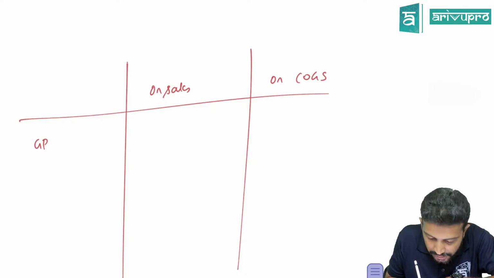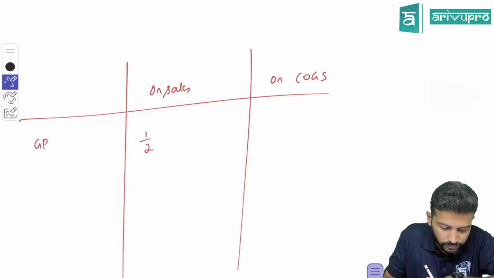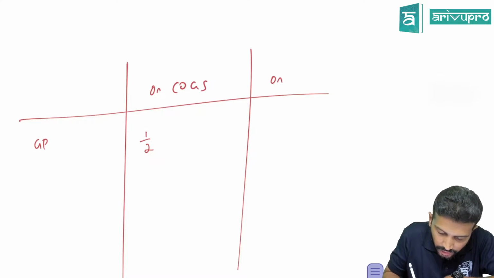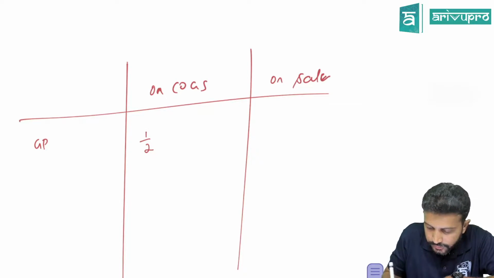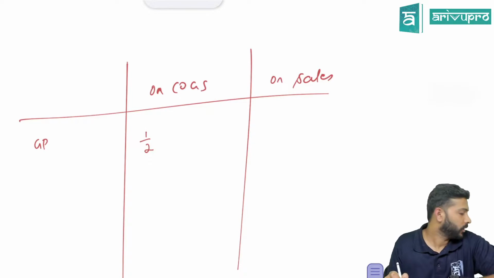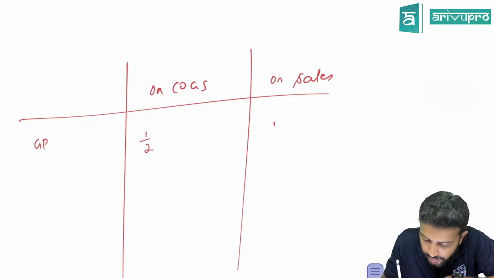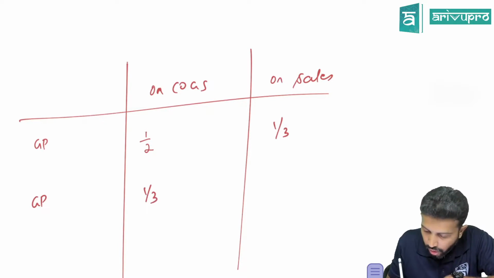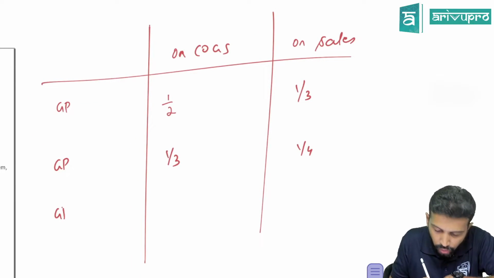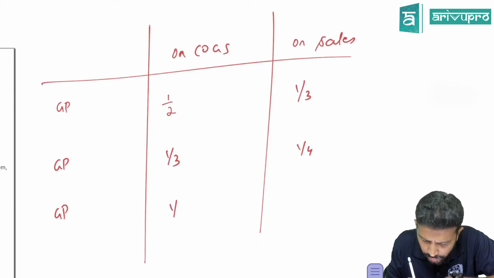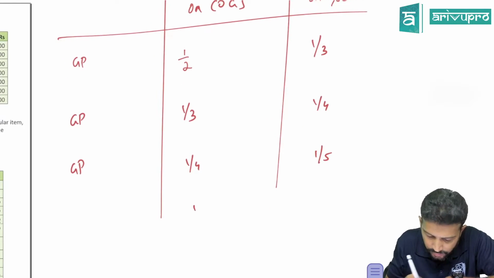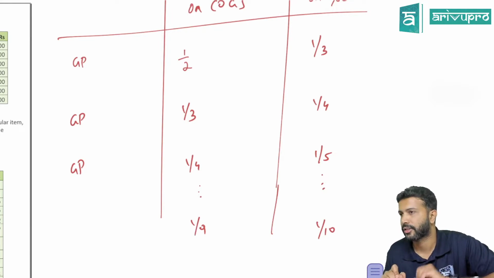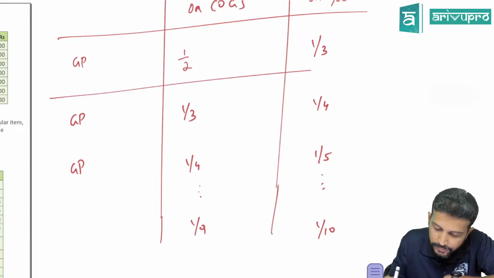If GP is half on COGS, then it will be 1/3 on sales. If GP is 1/3 on COGS, it will be 1/4 on sales. Go on adding one number to the denominator. If this is 1/4, this will be 1/5. If this goes on like this, if this is 1/9, then that will be 1/10. This is an equation. Write this down in your book.